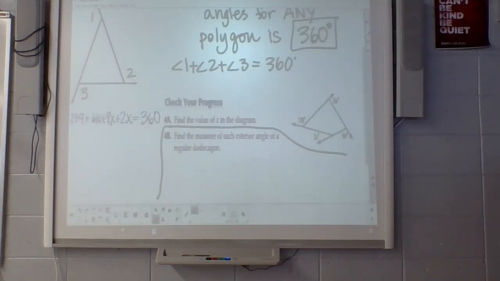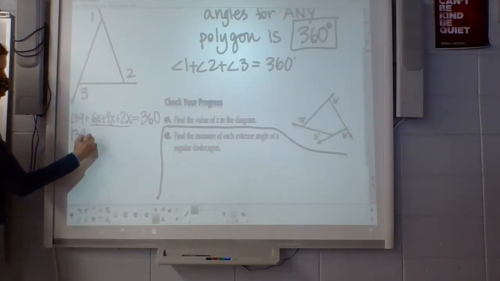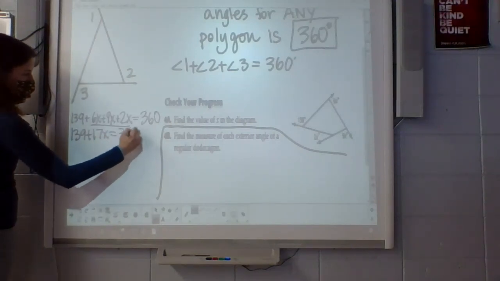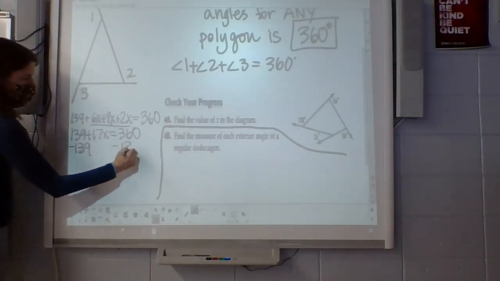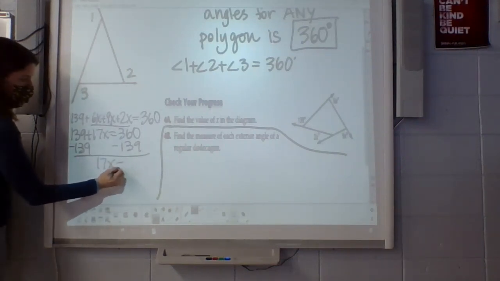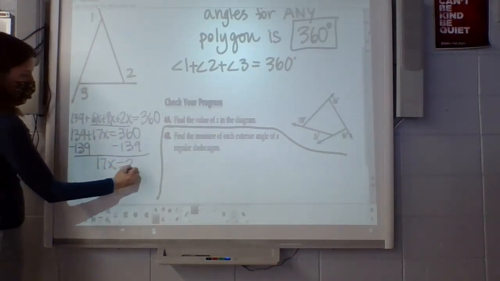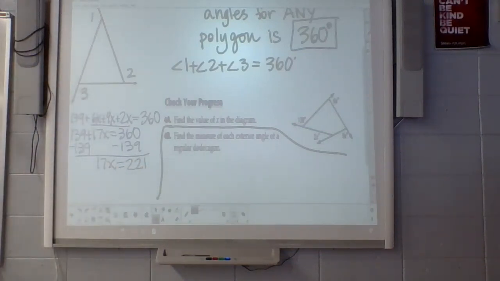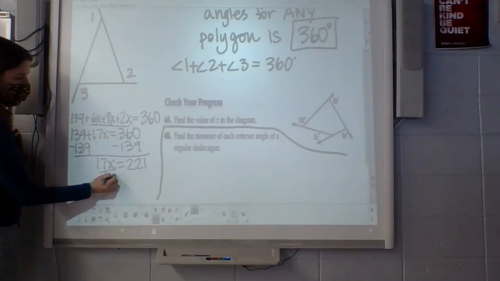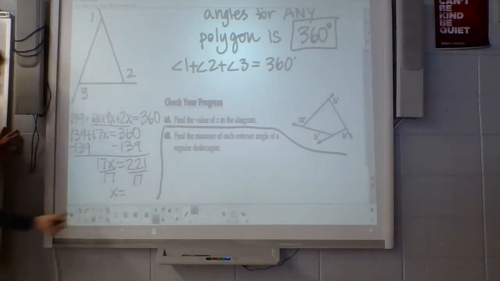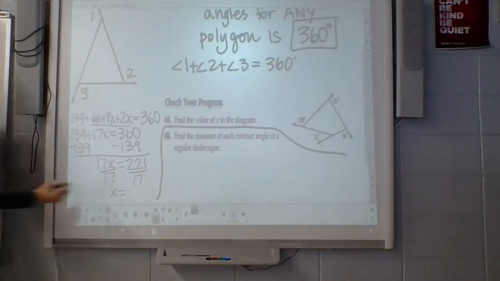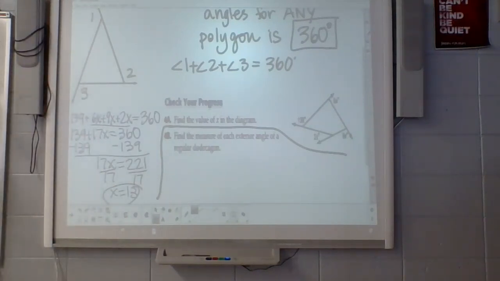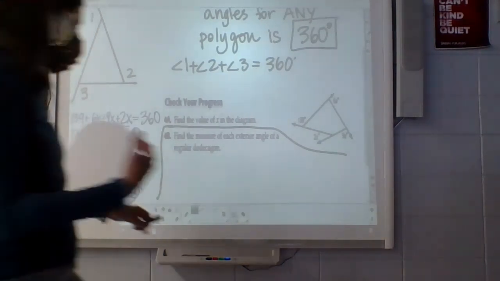The sum of the exterior angles is always 360 degrees. Put these all together, that's 17x, I believe. We get 221, does that look right? Yeah. Divide by 17. So x in this case would be 13. You have to know the formula for the interior. The exterior is always going to equal 360.